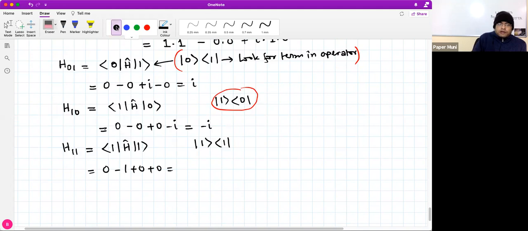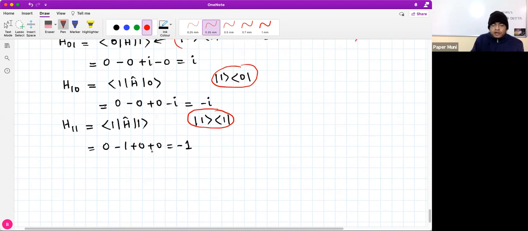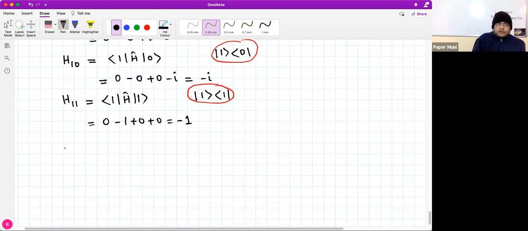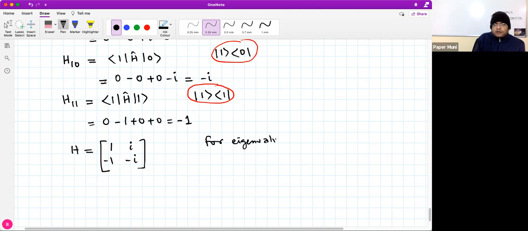Now this is what we have, as this is -1. So we have to look for this term in this case. So you understand how to search for this term from the given element notation. All right, now H is given to be, now we have all the elements in place. This is 1, this is iota, and then we have -1, this is minus iota. Now we can simply calculate the eigenvalues for this matrix.